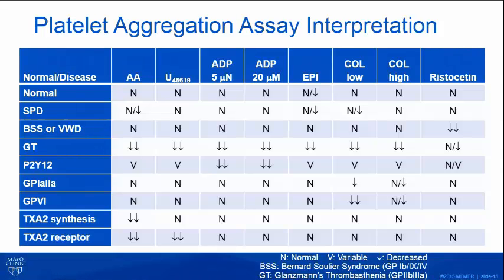However, its surface receptors for the other agonists are still intact, so the response to all the other agonists is normal. For Glanzmann's, the abnormality exists in the final step of platelet aggregation, with lack of the fibrinogen receptor. So the ristocetin response is normal. However, its response to all the other agonists is absent.